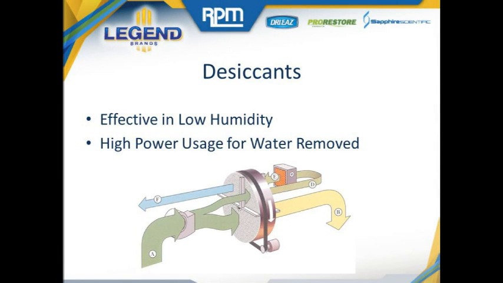As discussed earlier, desiccant dehumidification systems do not rely on condensation for water removal. In essence, they attract water vapor much like a magnet would attract metal, using a low chemical vapor pressure. They're very effective for this reason in low humidity environments. However, they require a very high power usage for the amount of water removed.